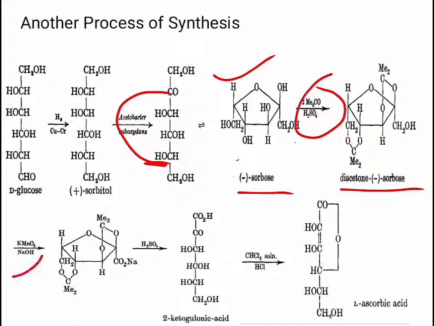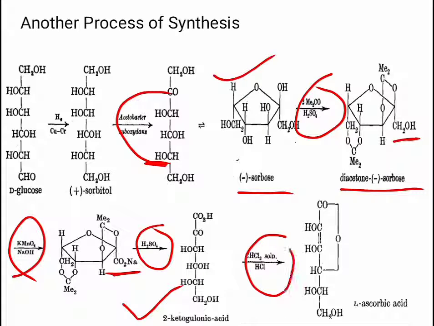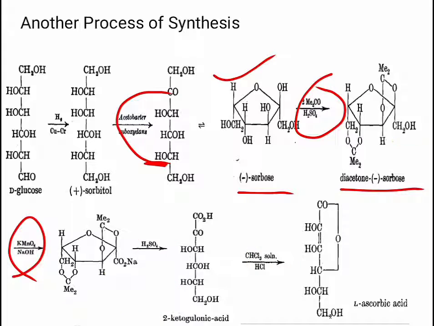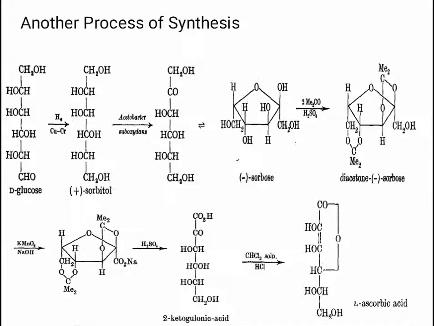After that, react it with KMnO4, the basic KMnO4. Then something will happen. Actually, this CH2OH will be oxidized, and then add some acid, so you will get 2-ketogulonic acid. Then if you give chloroform in HCl solution, at last you will get L-ascorbic acid. This one. Just try to understand, do it yourself.